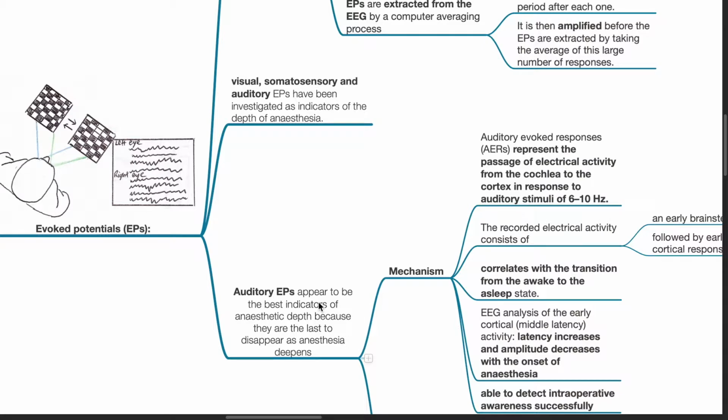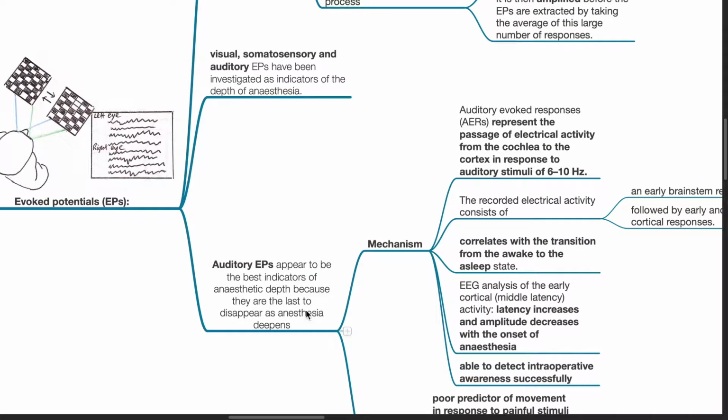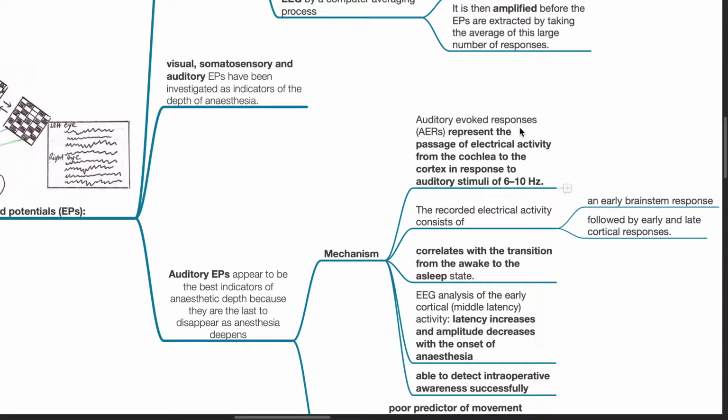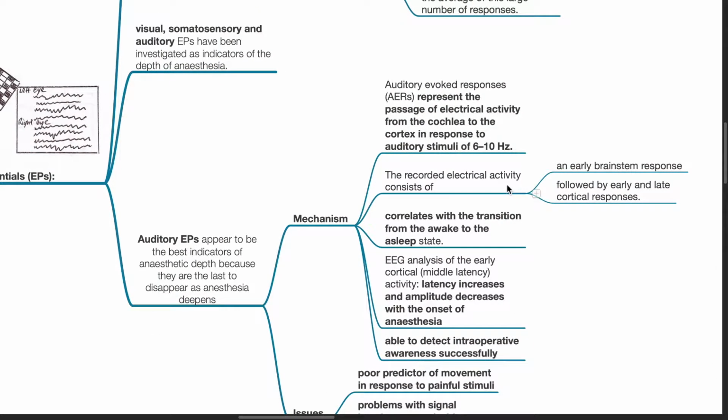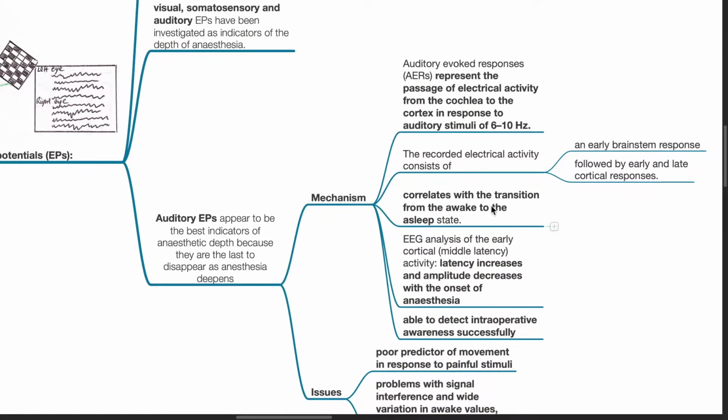Auditory EPs appear to be the best indicator of anesthetic depth because they are the last to disappear as anesthesia deepens. Auditory evoked responses represent the passage of electrical activity from the cochlea to the cortex in response to auditory stimuli of 6 to 10 Hz. The recorded electrical activity consists of an early brainstem response followed by early and late cortical responses. It correlates with the transition from awake to a sleep state.